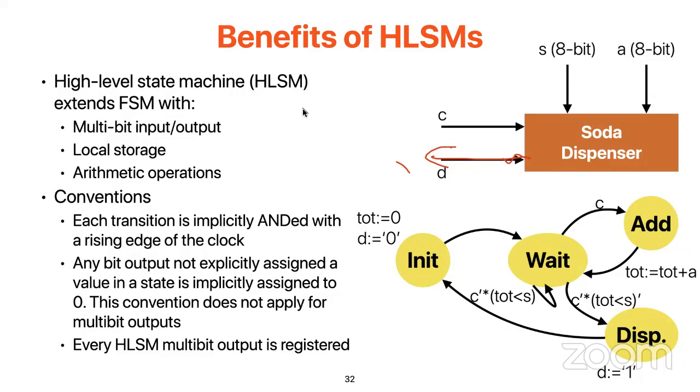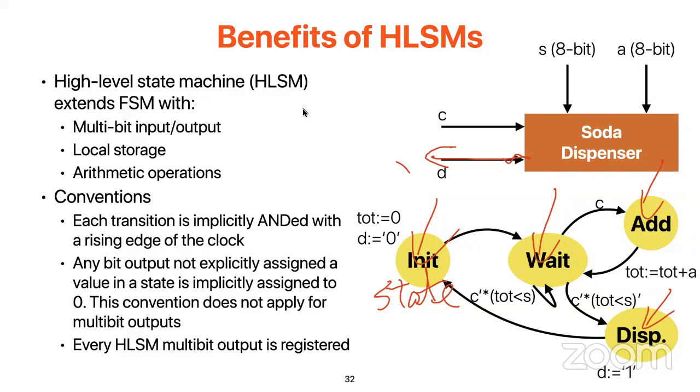Okay, so let me ask you one thing, right? That's something that I forgot to mention. In this high-level state machine, what's the storage? What's the state? Who are the states? Who is the storage? So we have our 4 states, add, wait, init, and disp. Okay, so they are states, right? For those states, we use just a single set of flip-flops to represent them, right?